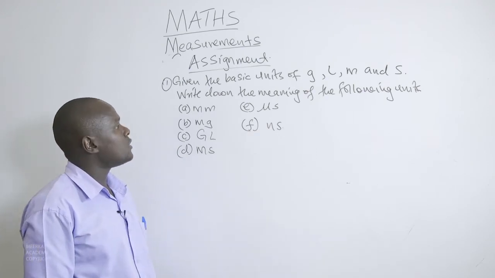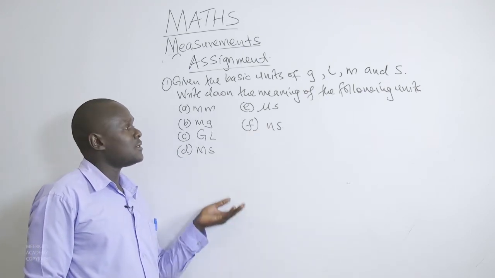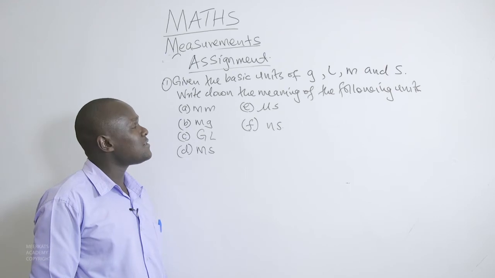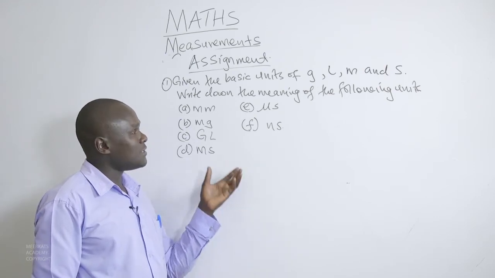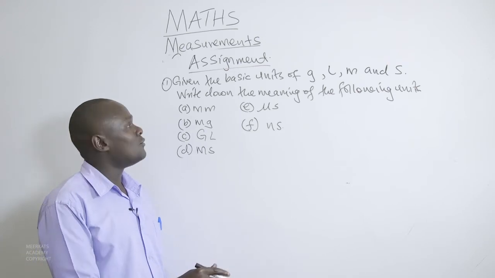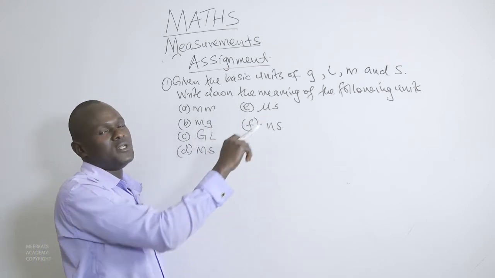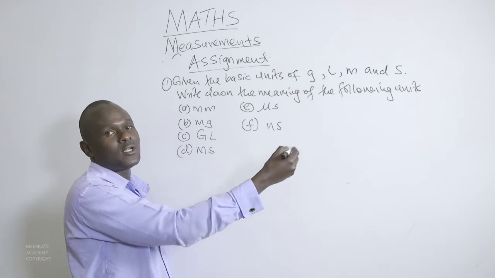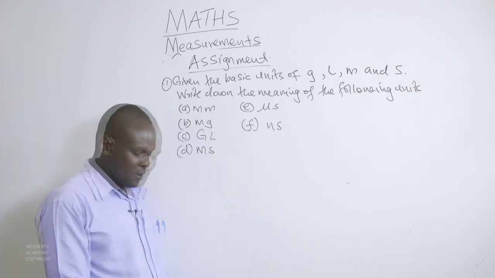I don't want to read through them because if I read, I will have given you answers to the same. So I want you to read on your own, and then you write down the meaning in full. What does MM, double M, mean in full, and this is NS. What does it mean in full?